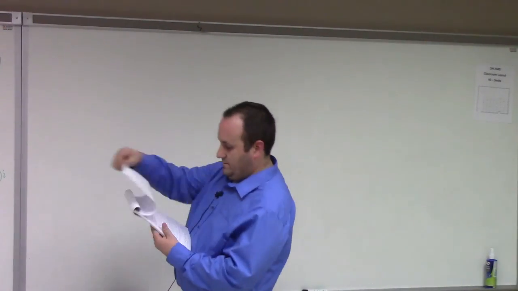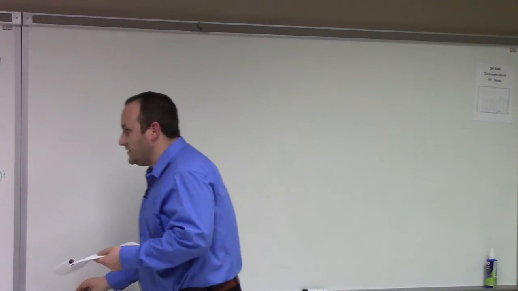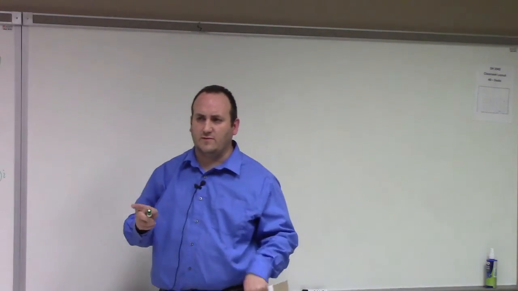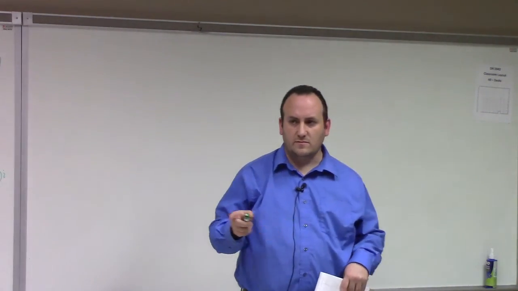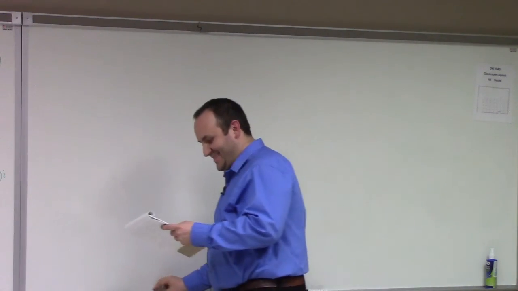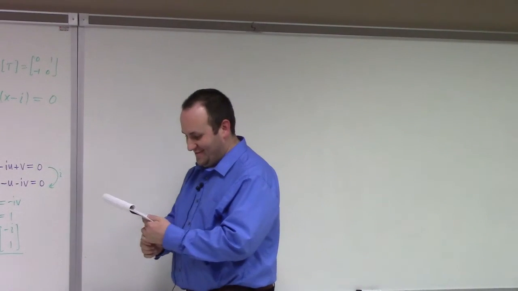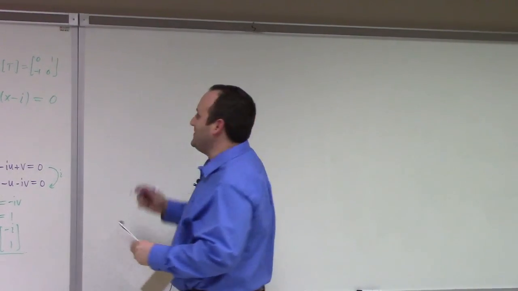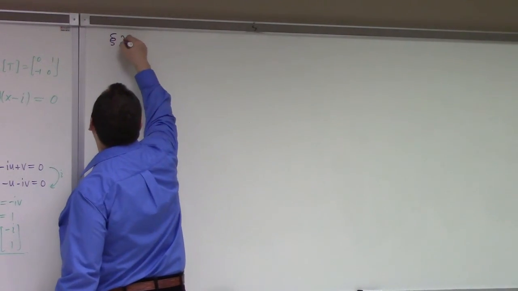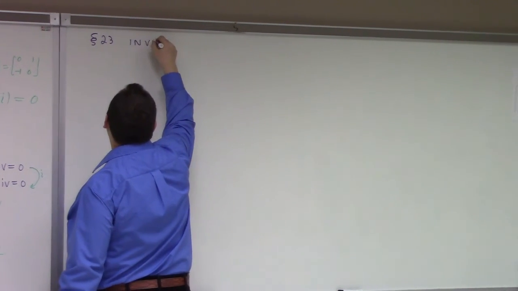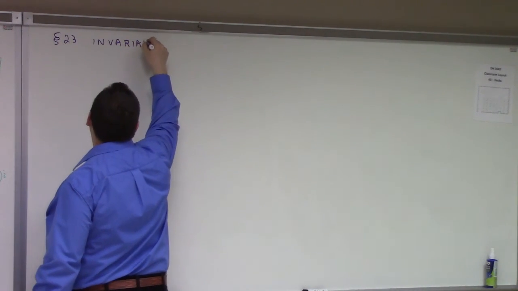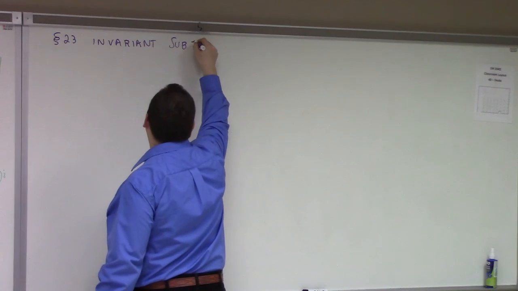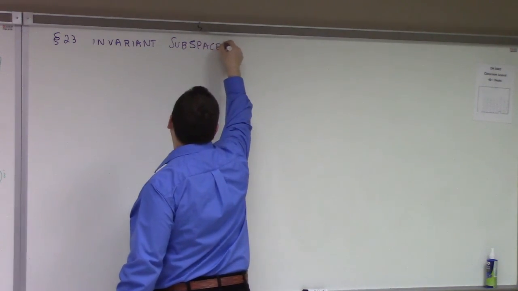Now, we're in section 23 basically here. Was there a question? There might have been a question that I just glossed over. Oh, you take it back? Okay. He just retracts his question. I'll allow it. Invariant subspaces. So section 23. Try to move on here.